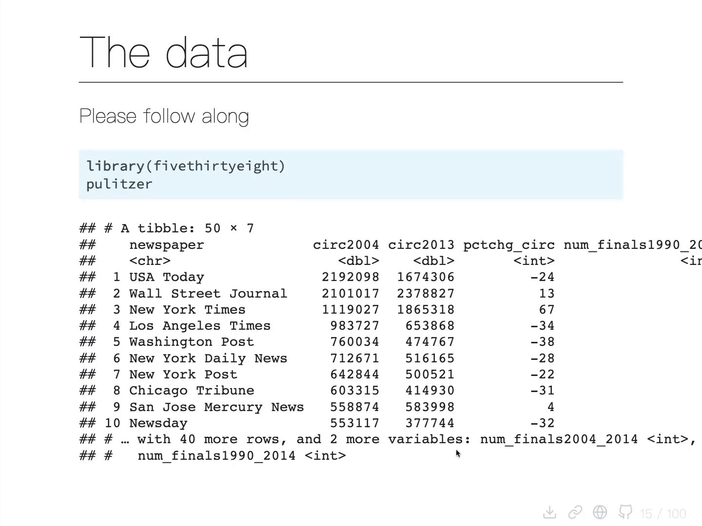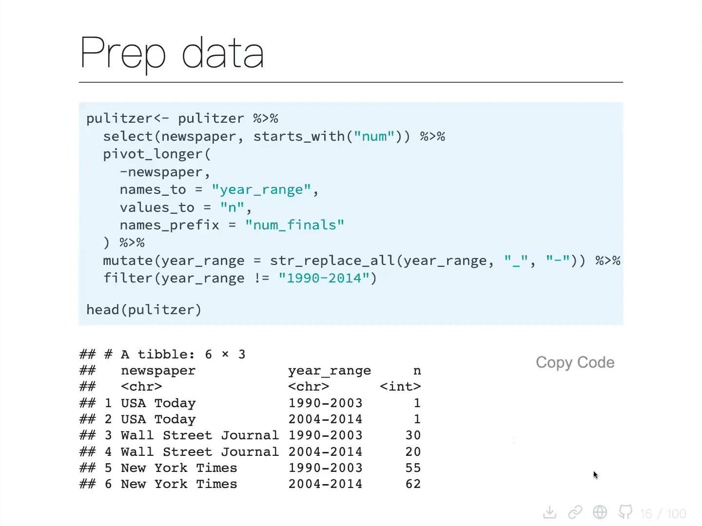Okay, so it should look like this. You've got the newspaper and then some information about that newspaper. We're going to prepare the data. You can just copy this with that button if you have the slides pulled up to do this. Otherwise, you can copy and paste it from the PDF, or you can just type it out real quick. But basically, we're going to select only newspaper and start any of the columns that start with num.